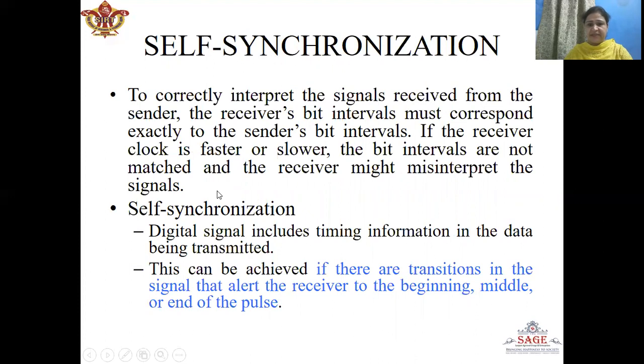To correctly interpret the signals received from the sender, the receiver bit interval must correspond exactly to the sender bit interval. That means there should be synchronization between the receiver and the transmitter clock so that the bit intervals are interpreted correctly. In this case, there is a requirement of self-synchronization, in which the digital signal includes timing information in the data being transmitted. This can be achieved if there are transitions in the signal that will alert the receiver at the beginning, middle, or end of the pulse.